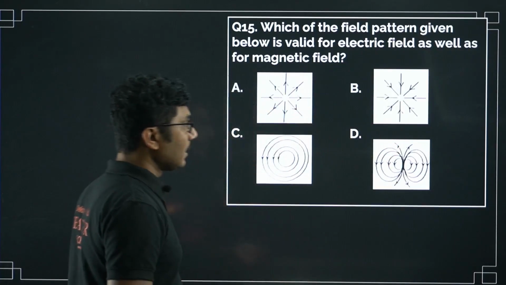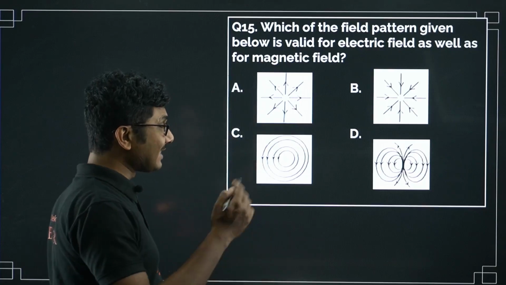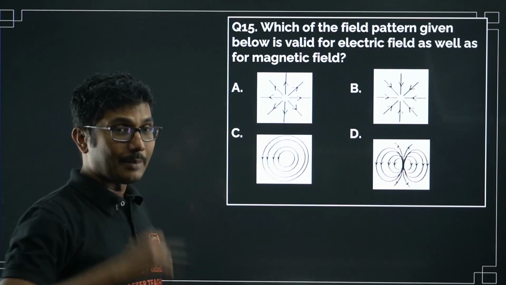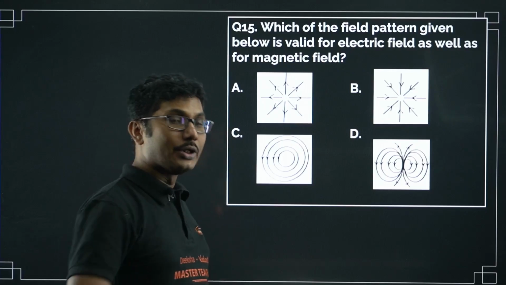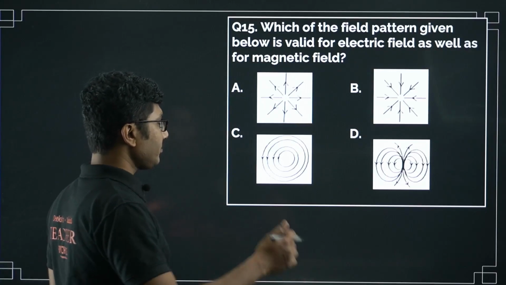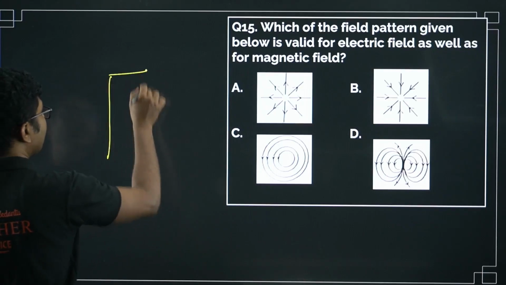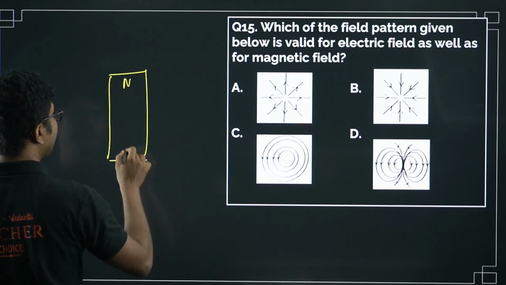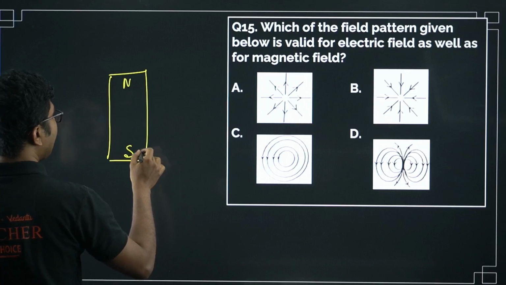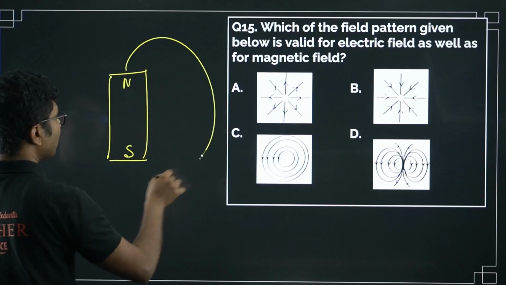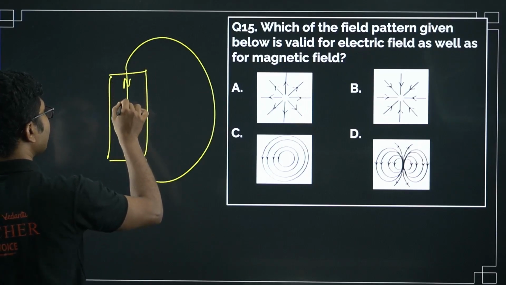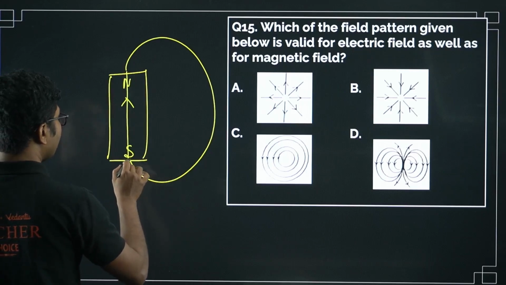Okay, they go from positive to negative, and inside the material they go through the wire, right? So for example, if this is a north-south magnetic dipole, what happens is that it starts from north, goes to south, and inside it goes from south to north, right?